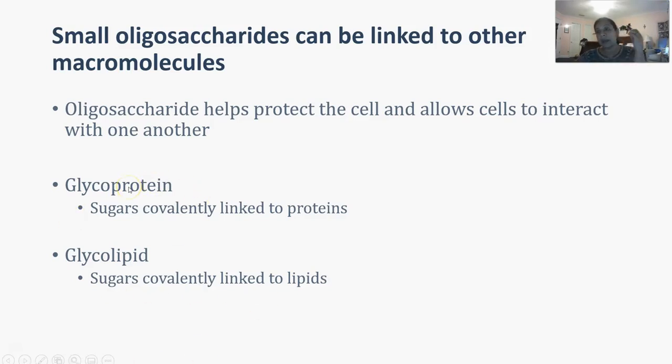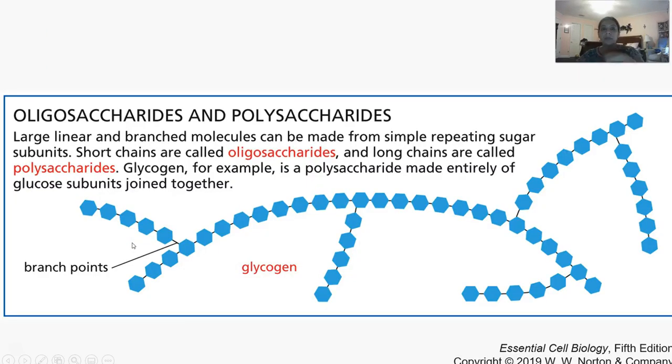So proteins, when they have a sugar molecule attached to them, are called glycoproteins. These are covalent linkages of sugar molecules to protein molecules. And similarly, sugars that are attached to lipids, those lipids are called glycolipids. So here is an example of some of these structures.